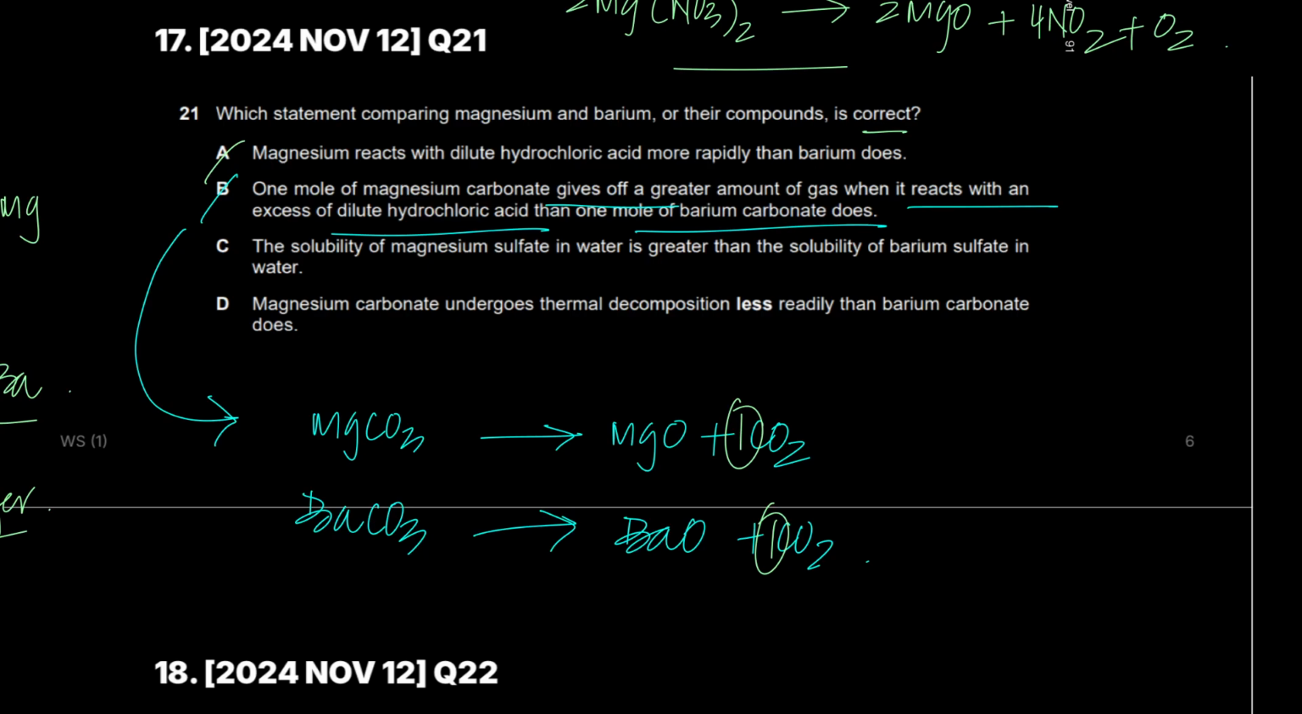And then the next is the solubility of magnesium sulfate in water is greater than the solubility of barium sulfate in water, and that's true.